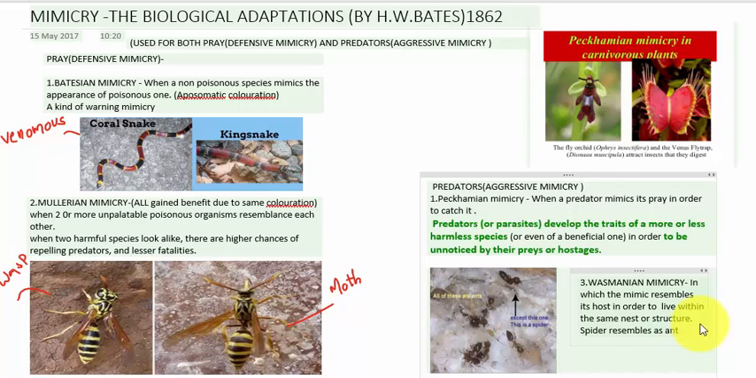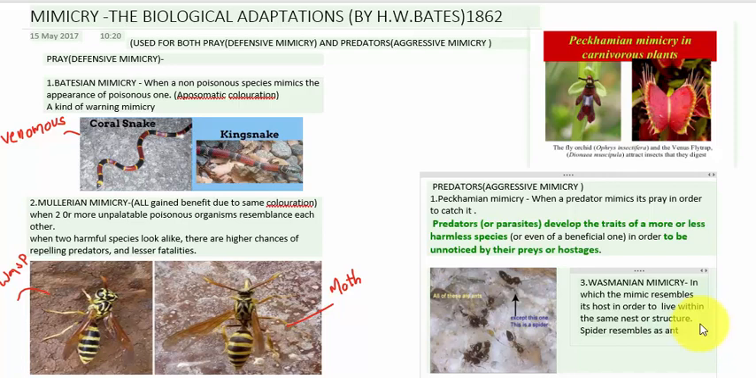Mimicry means some species are very palatable, so they try to hide or mimic themselves from the predators. The main purpose of mimicry is protection or attack. The organism which mimics is called the mimic or mimetic, and the organism or object which is imitated or copied is called the model organism. So let's discuss the types of mimicry.